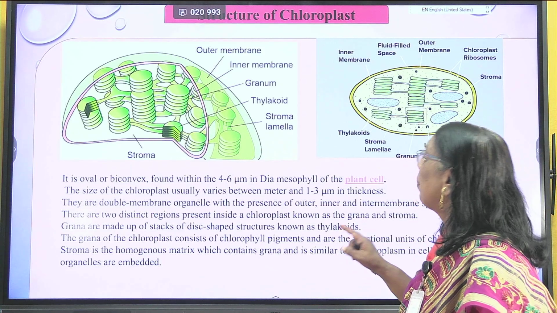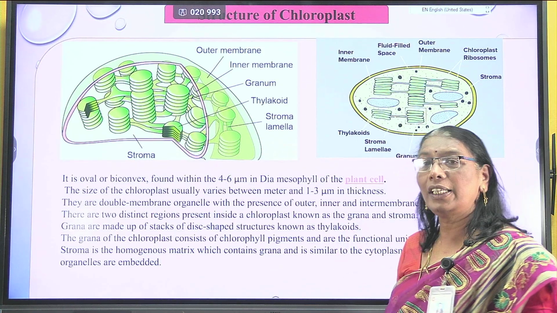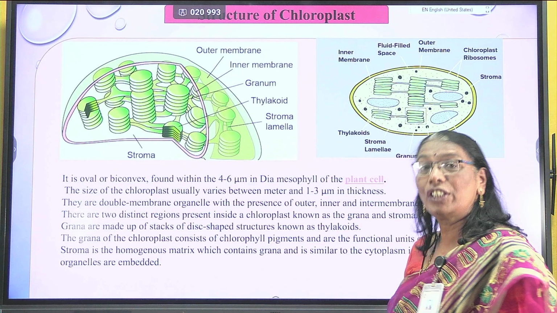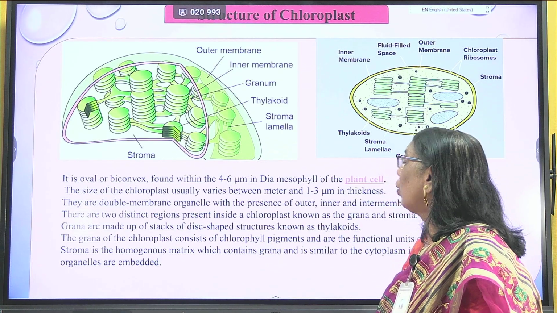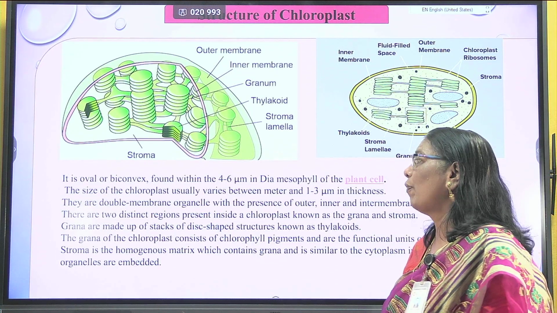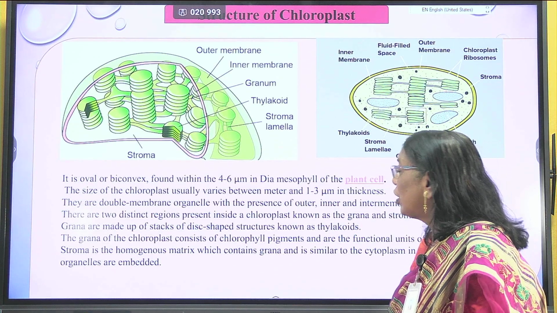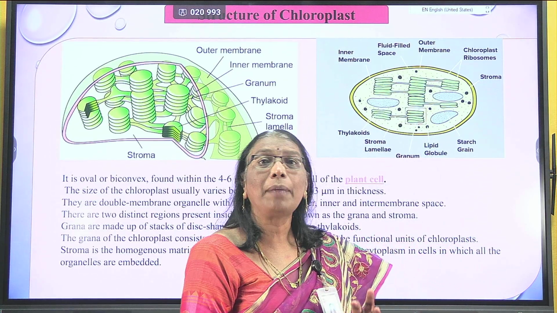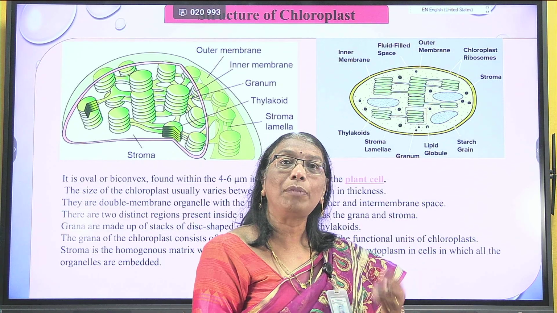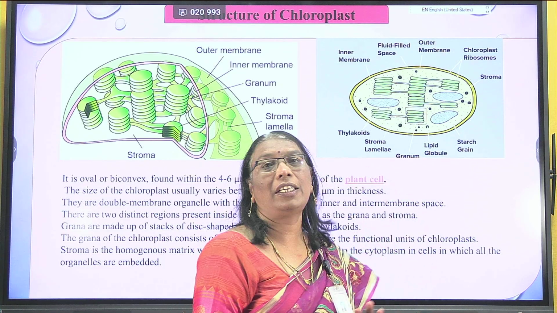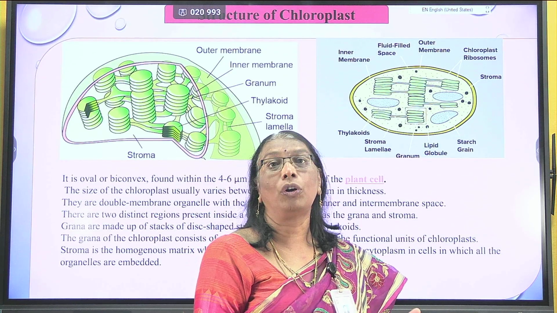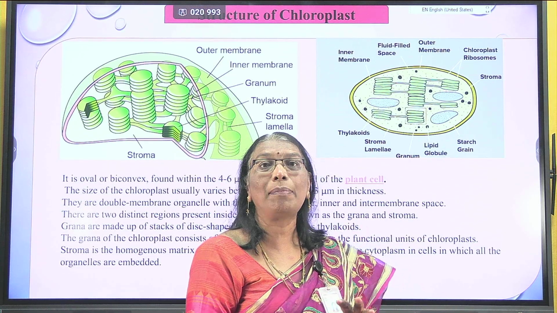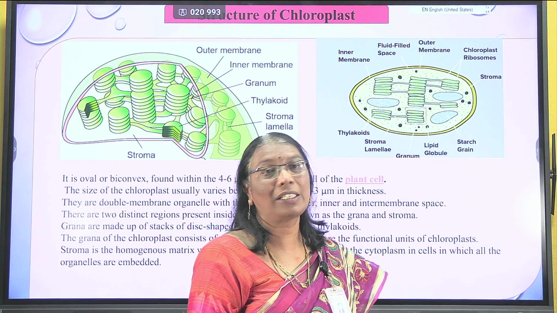There are two distinct regions present in the chloroplast: the granum and the stroma. Grana are made up of stacks of disc-shaped structures known as thylakoids. The grana of the chloroplast contain chlorophyll pigment, and these are the functional units of photosynthesis. Stroma is the homogeneous matrix which contains the grana, and similar to the cytoplasm of the cell, DNA material is present in it. These DNA molecules are similar to prokaryotic cells, present in the form of a nucleoid in the chloroplast. It also has its own RNA molecules, its own protein molecules, and some enzymes which play an important role in the process of photosynthesis. Such an assembly is present in the chloroplast stroma region.